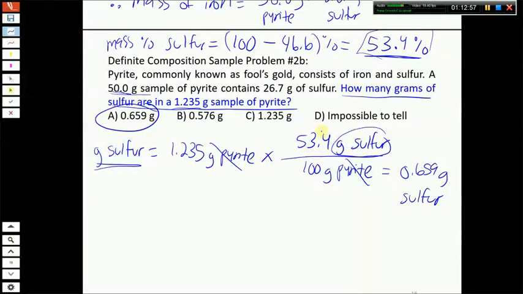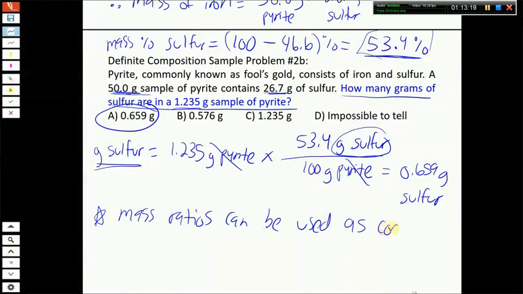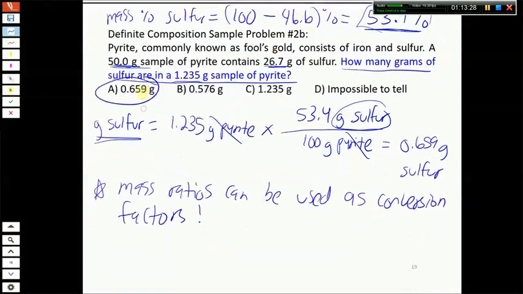The other way we could have done this is, instead of using the percentage, we could have just used the raw numbers, 26.7 grams of sulfur over 50 grams of pyrite. So this introduces the important concept that mass ratios can be used as conversion factors. That's going to be another type of problem you'll see over and over again on the homework assignments, using these mass ratios or mass percents to convert from amounts of one substance into amounts of another. We're going to learn more sophisticated ways of doing that later in the course, but for now we have these mass ratios. It's one of the more primitive ways of defining composition.